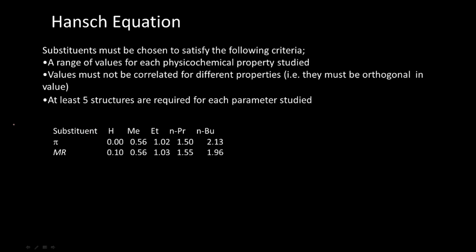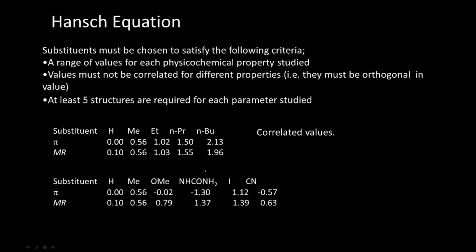So for example, I am substituting with H or Me or ethyl or N-propyl, N-butyl. So the pi changes like this. So for H it is 0, and then it becomes more hydrophobic, okay. Molar refractivity changes like this. I defined what is molar refractivity before. Okay, correlated values. So we have substituent H, Me, OMe, pi, MR. As you can see, for some of them there is no correlation in values. Here, okay, there is no correlation in these values. Okay, these are all correlated. MR and the pi.